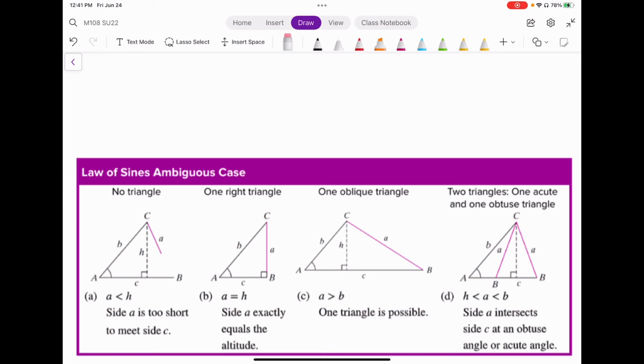If A is equal to the altitude, then this forms a right triangle, and so you have the one right triangle scenario. When A is longer than B, you only have one oblique triangle that's possible. But if A is in between B and the altitude H, then there are two triangles possible, one acute and one obtuse. This is going to be that A intersects side C at an obtuse angle or at an acute angle. It's not going to be both, but those are the two different possibilities, and you just have to determine which one you have.